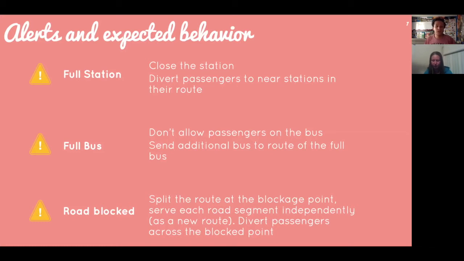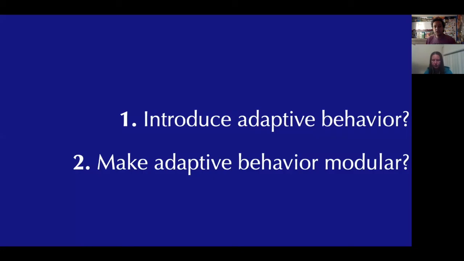And if there is a road blockage, then we want to split the routes in that road between the blockage, and we additionally want to divert passengers across the blockage so that they can continue their journey. So the question here is, how do we actually define these adaptations, and how do we make them in a modular way so that they can be easily reused and maintained?